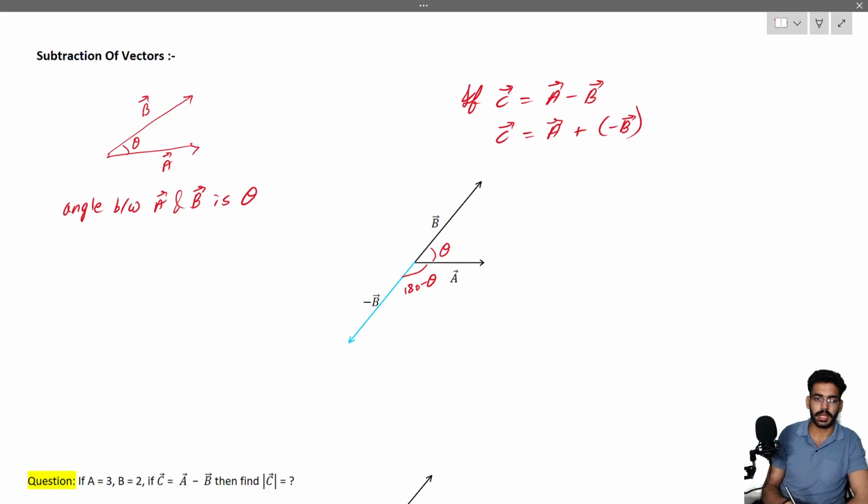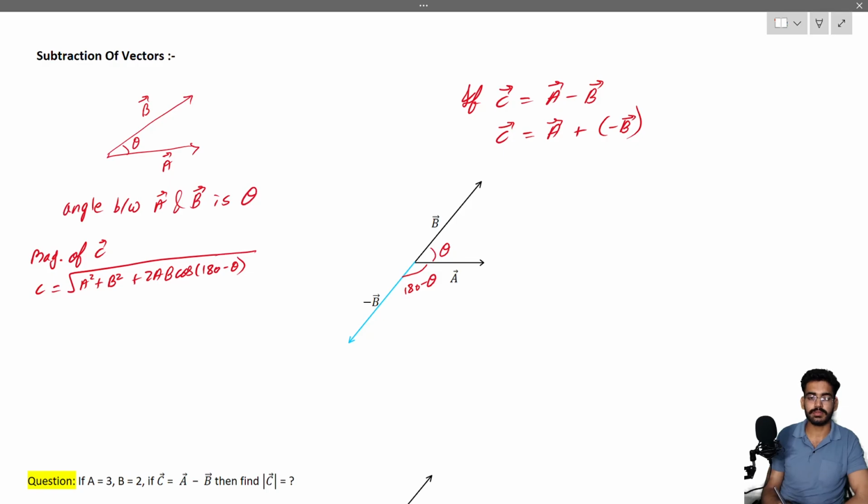Now just apply the formula for the magnitude of C vector: C equals under root of A square plus B square, and the magnitude of minus B is B only, plus 2AB cos of the angle between A vector and minus B vector, that is 180 minus theta. Cos of 180 minus theta means the second quadrant, where cos is negative, and it will not change to complementary. So C equals under root of A square plus B square minus 2AB cos theta.